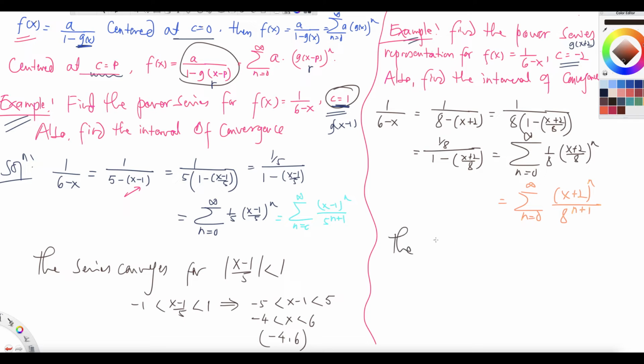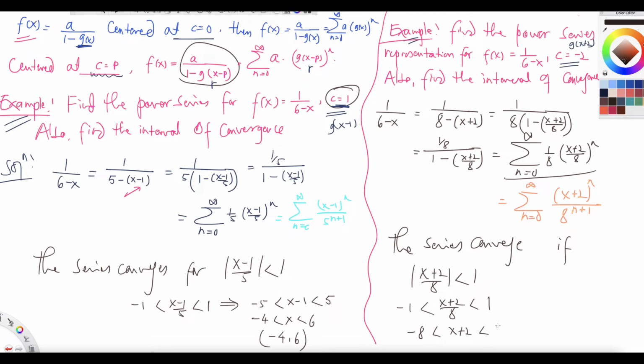The series converges because this is a geometric series with common ratio (x plus 2) over 8. The series converges if the absolute value of (x plus 2) over 8 is less than 1. That is, negative 1 is less than (x plus 2) over 8 is less than positive 1. Multiply by 8: negative 8 is less than x plus 2 is less than 8. Subtract 2, and you get negative 10 is less than x is less than 6. So the answer is negative 10 comma 6 is the interval of convergence.